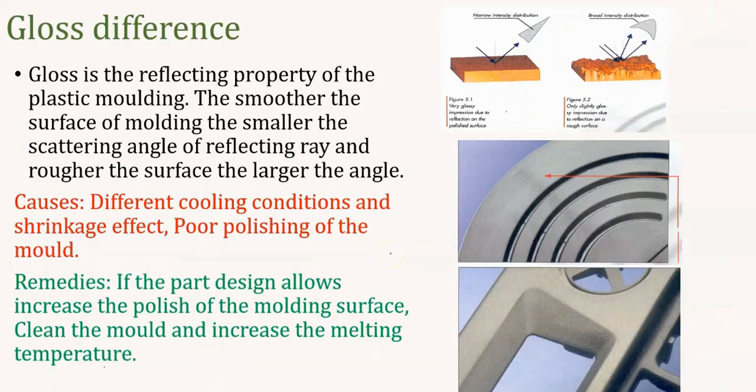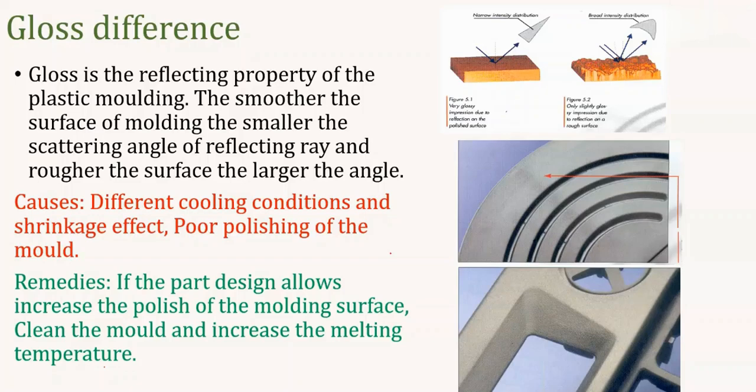This is one of the typical defects in plastic processing, which is nothing but the gloss difference. You know that a glassy surface will reflect light at a very high intensity, whereas wood cannot reflect the light, so the shininess between the glass and the wood will vary. Such an effect will also happen in plastic processed parts, right? So gloss is a different reflecting property of a plastic molding.